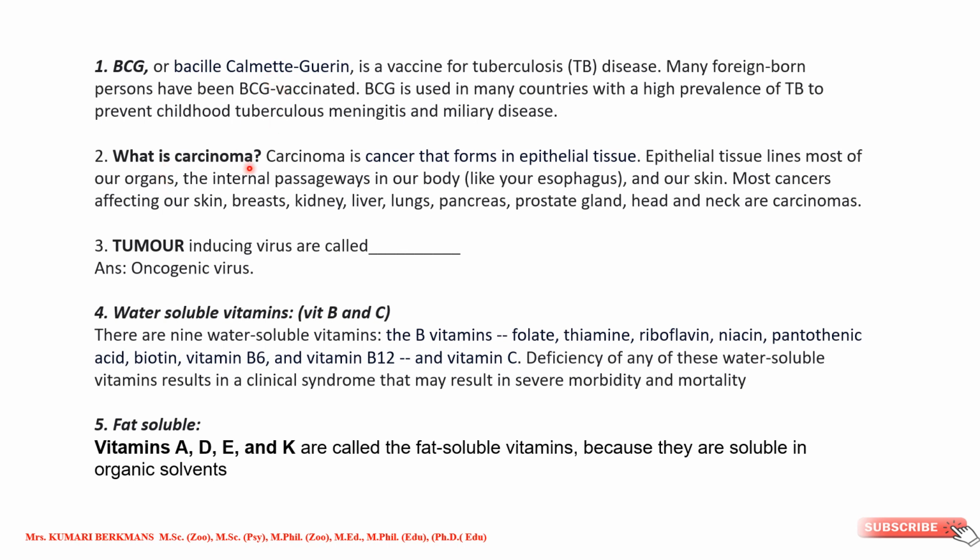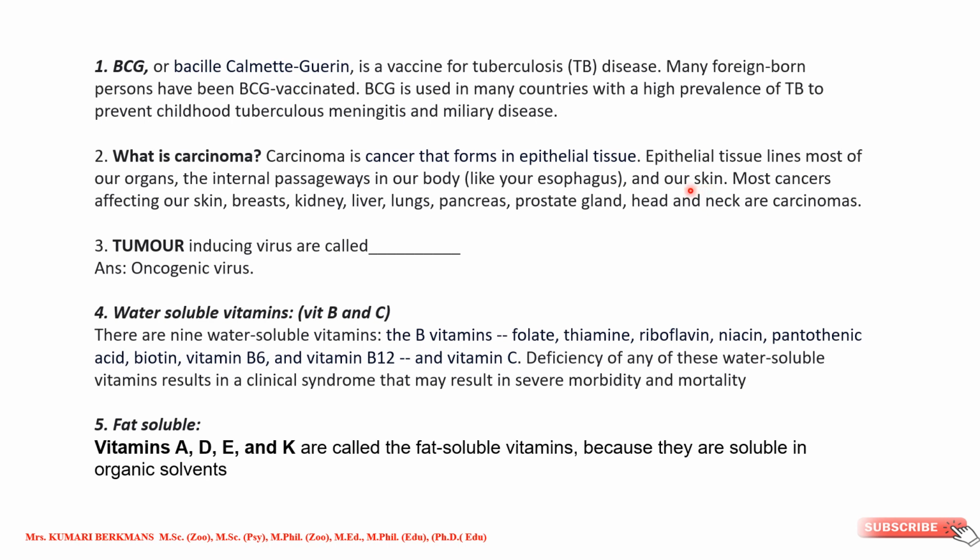Then, what is carcinoma? Carcinoma is a cancer that forms in epithelial cells. What is epithelial tissue? Epithelial tissues line most of our organs. Epithelial means outer: it covers the outer region of the organs as well as the inner layer. Inner, for example, the esophagus, the food pipe from the mouth to the stomach. And our outer skin is also made up of epithelial tissues.